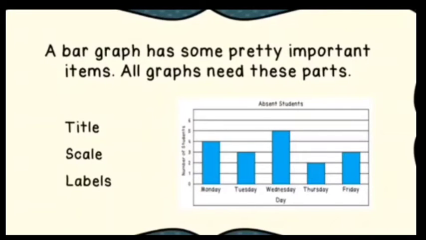And the next is the labels. Here the days are there: Monday, Tuesday, Wednesday, Thursday, Friday. These days are the labels. Here are the title, scale and labels. In each and every graph you have to put them like that. Whatever information you have, first you put the title, then take the scale and the labels. Afterwards you draw the graph.